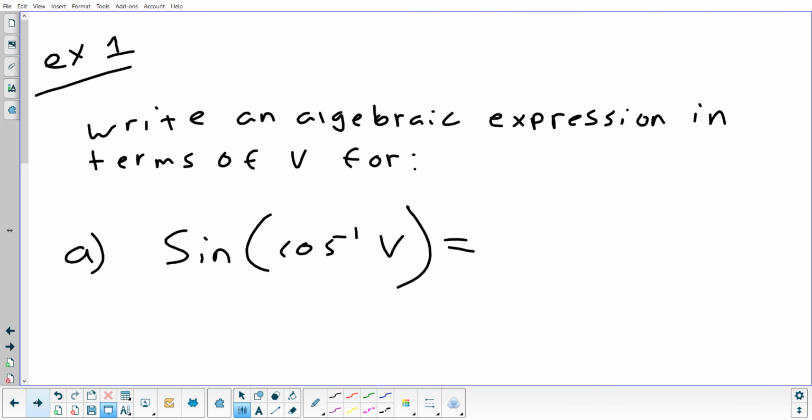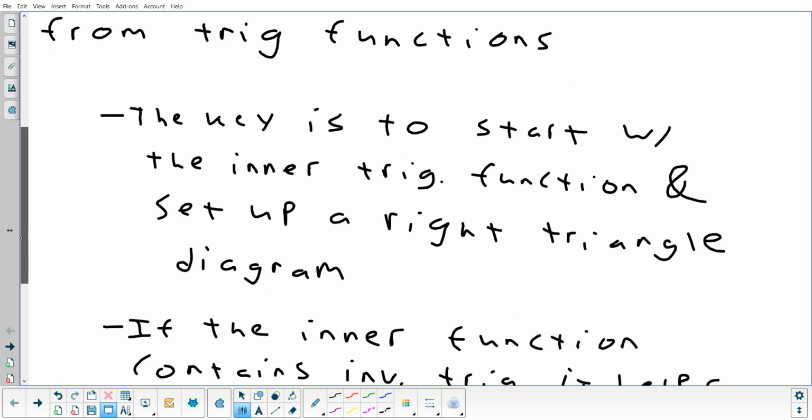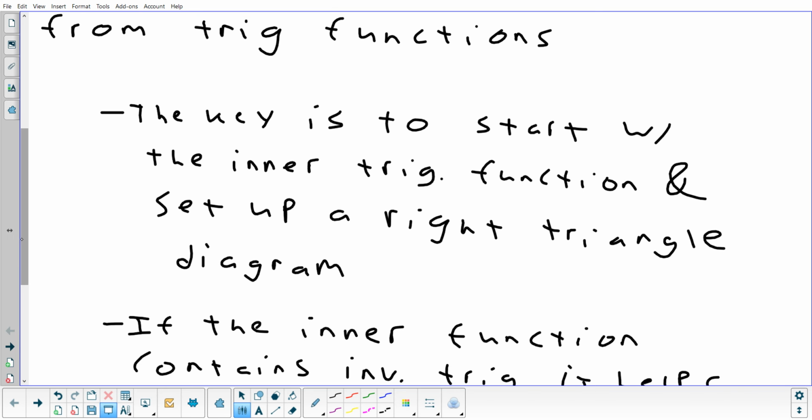So here's our problem. When I'm done, I want to have an algebraic expression in that box. That means an expression without any trig. So let's go back to the directions. Start with the inner trig function. We're going to try to make a diagram.